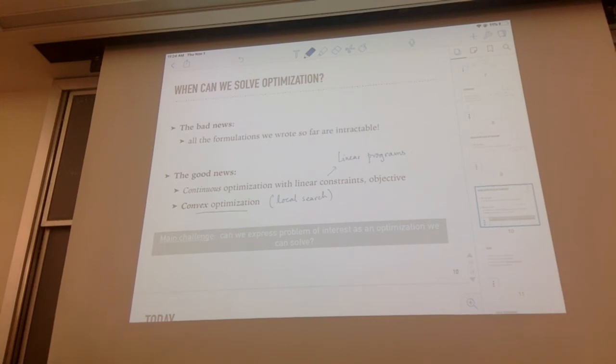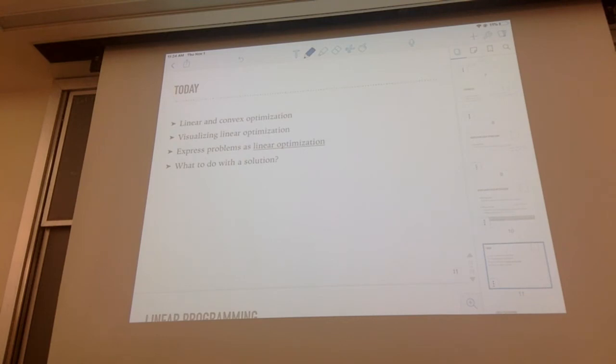Okay, that's the goal of the next few lectures. And today we'll start off by looking at some of the simple cases. So today we'll talk a little bit more about linear and convex optimization.